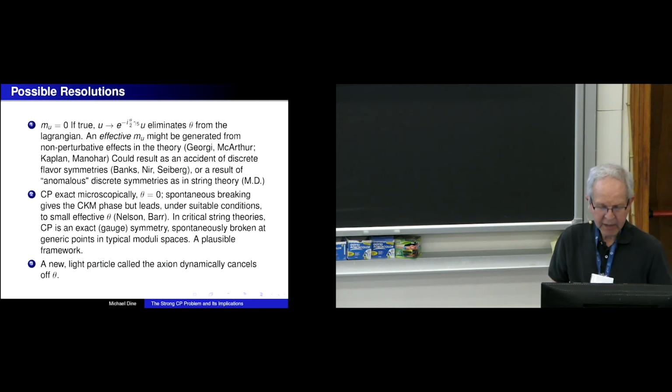Microscopically, it's exact, theta equals 0, but it's spontaneously broken. And that gives rise to the CKM phase and leads under suitable conditions to a small effective theta. So this is an idea due to Ann Nelson and Steve Barr. In critical string theories, CP is an exact gauge symmetry, spontaneously broken at generic points in a typical moduli space. So that's one setting in which this idea of spontaneous CP violation as an explanation of the strong CP problem might arise.